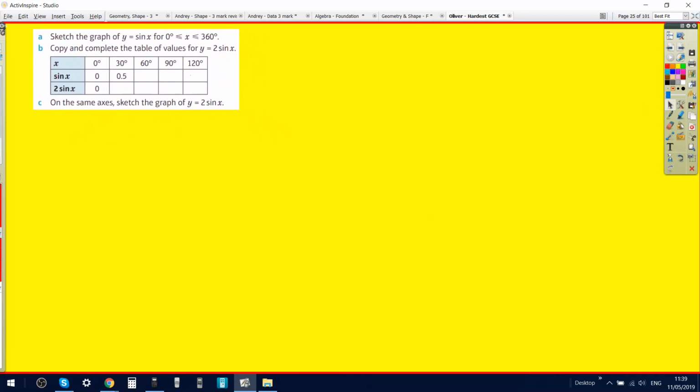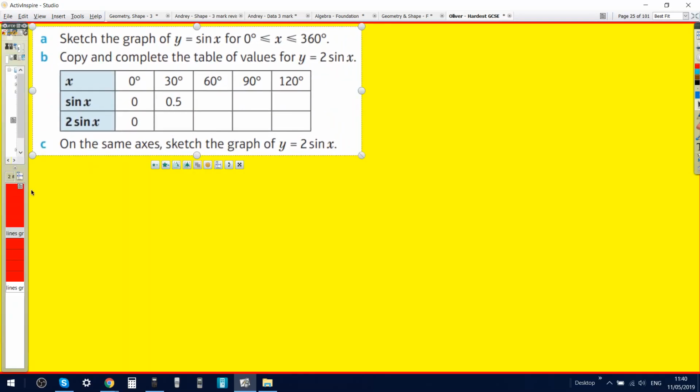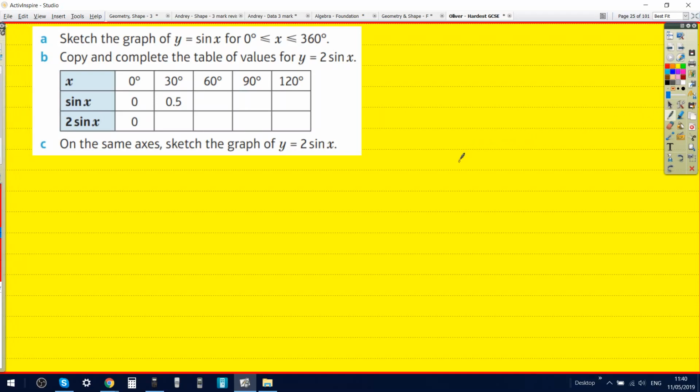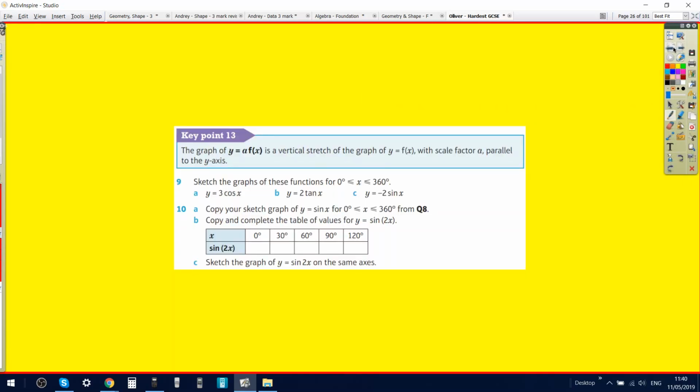Describe this transformation. y equals sine x became y equals 2 sine x. Sorry, which bit are we doing? Just describe. It's a stretch of 2. Which direction? In the y. Yeah, so stretch in the y direction, scale factor of 2.